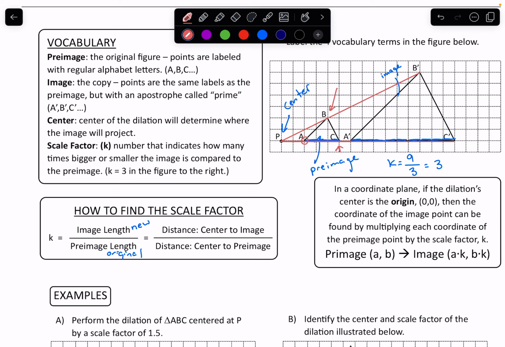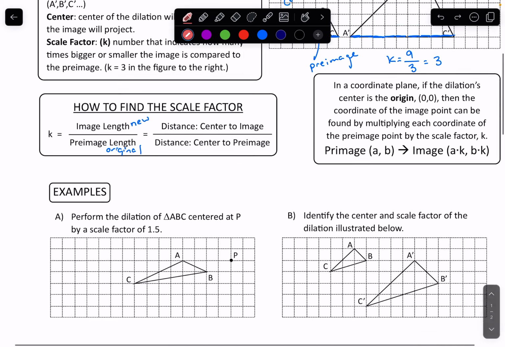So your center, when you connect it to your image, should always go through the pre-image. If your shape got smaller, it goes the other way around. But your image, your pre-image, and your center should all connect together on a straight line for all of your points. And we're going to use that a little bit later to help us do some math.